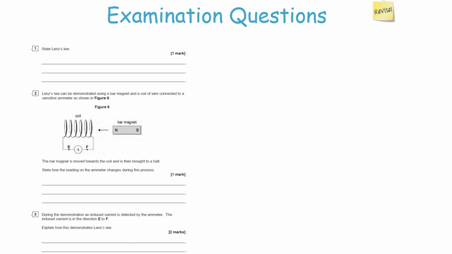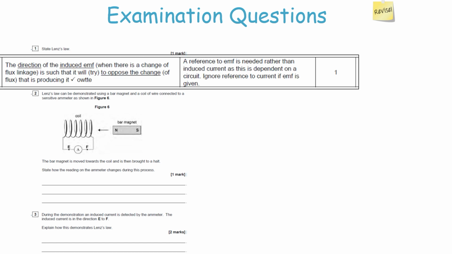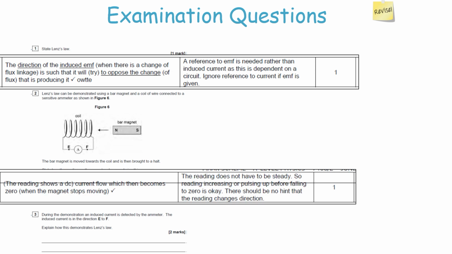Right, once again, it's very, very important you learn your definition of Lenz's law. So what's our definition of Lenz's law? That the direction of the induced EMF is such as to oppose the change that produced it. Now remember, Lenz's law indicates the direction of the induced EMF, whilst Faraday's law indicates the magnitude of the induced EMF. Next question, what will happen? So what will happen is that you will have a current flowing and then it will become zero.